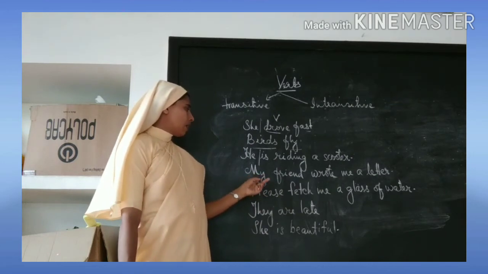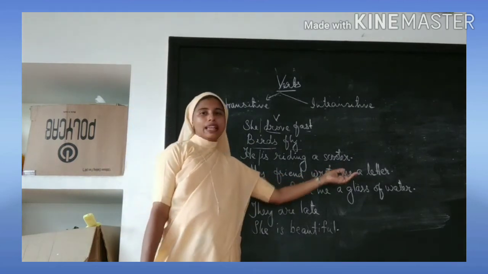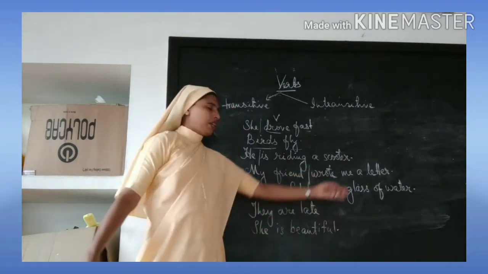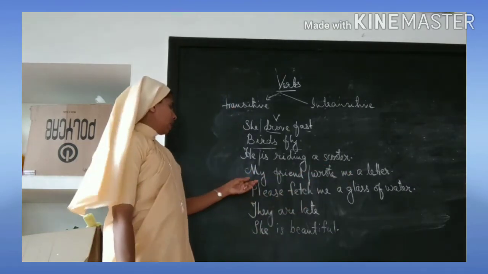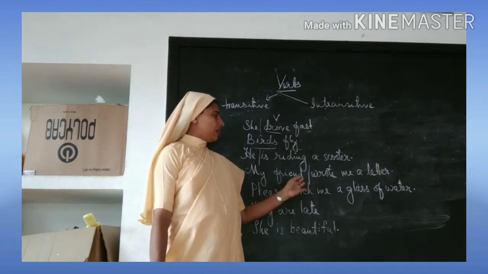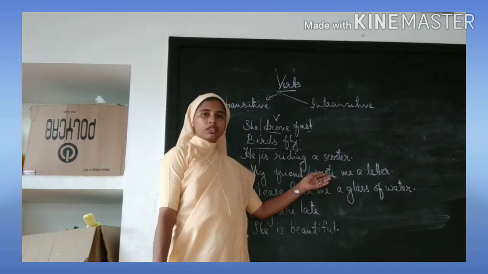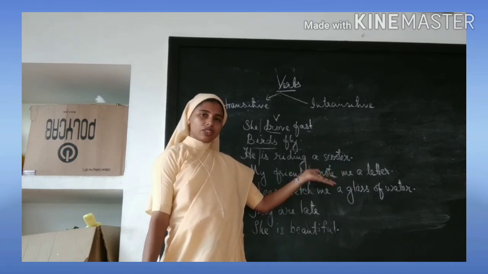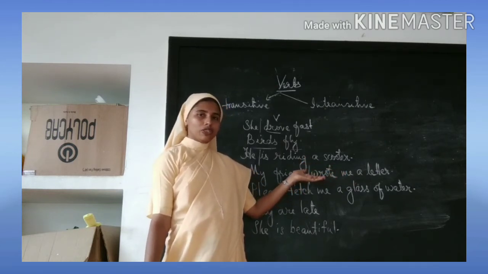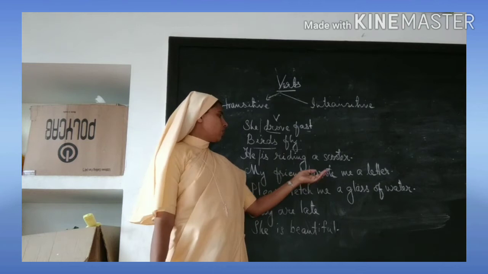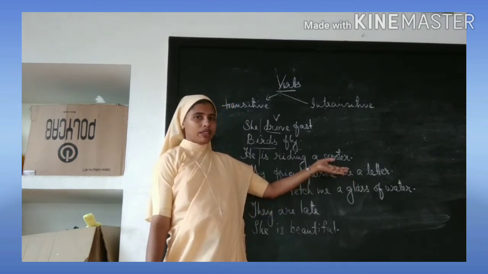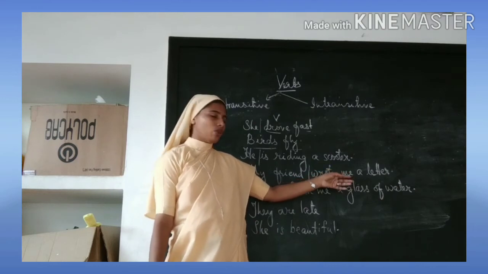Next sentence, my friend wrote me a letter. This is the subject and this is the predicate part. My friend, subject; wrote, main verb. Does it have a receiver? If you ask the question what or whom, you will get the answer. My friend wrote whom? Me. You will get the answer me. So that is the indirect object.